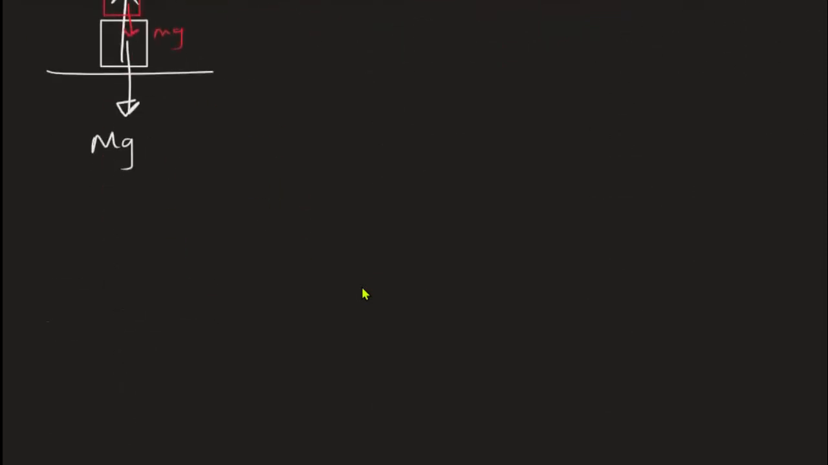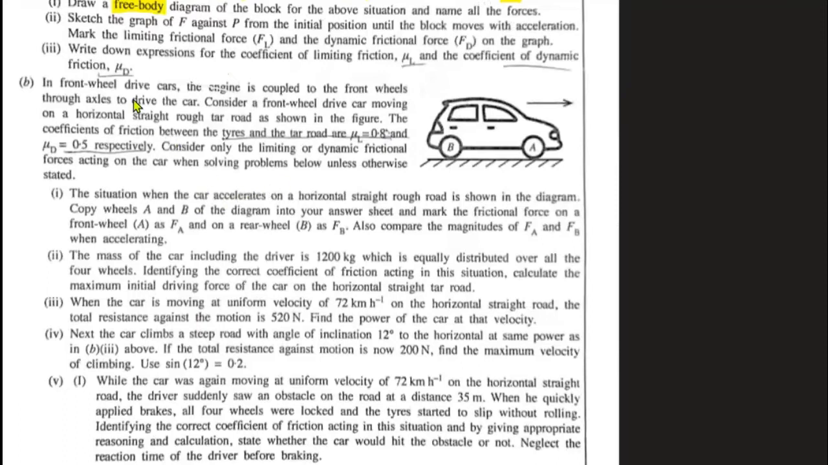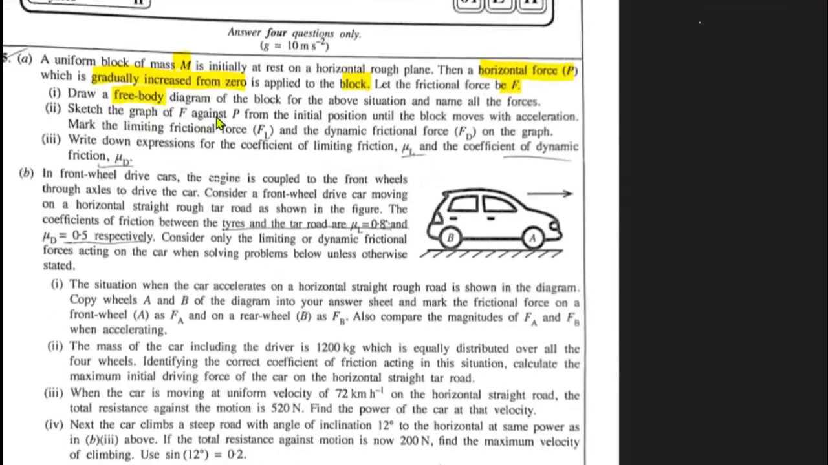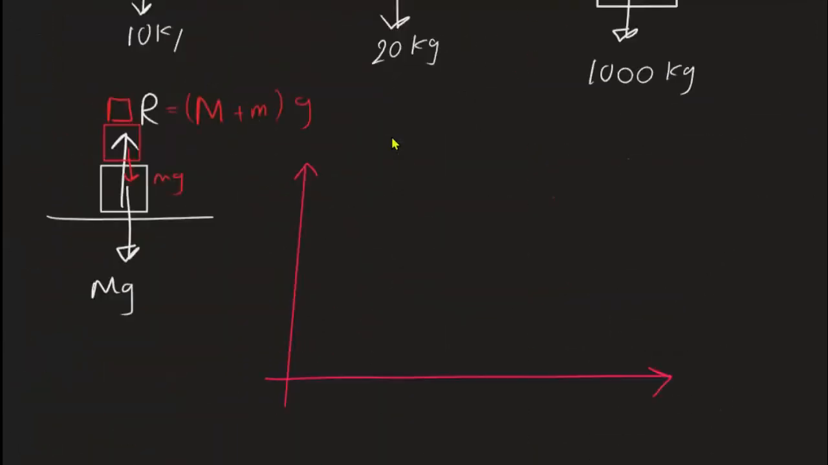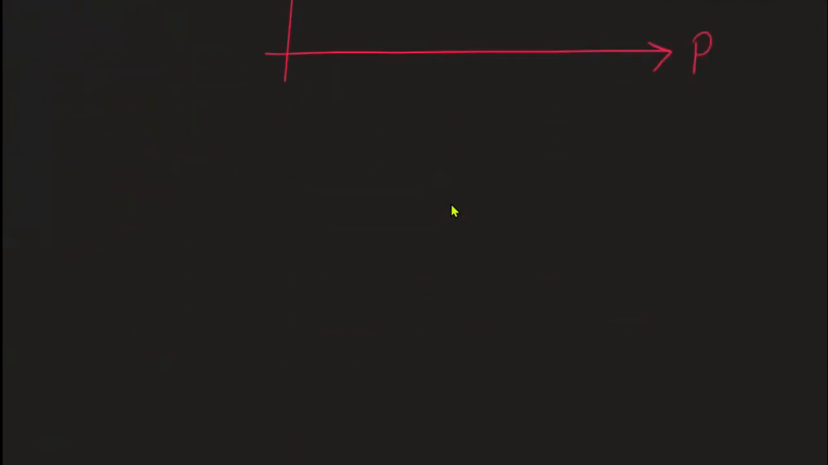So if we draw the graph, it is going to look like this. This is the y-axis. What do they ask us to do actually? They are asking us to draw F against P. What we change is P, simply what we change is P. So as a result, what changes is the frictional force.